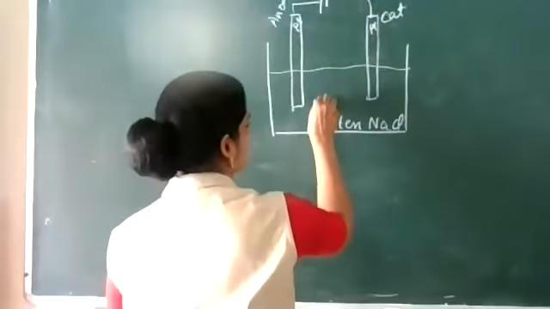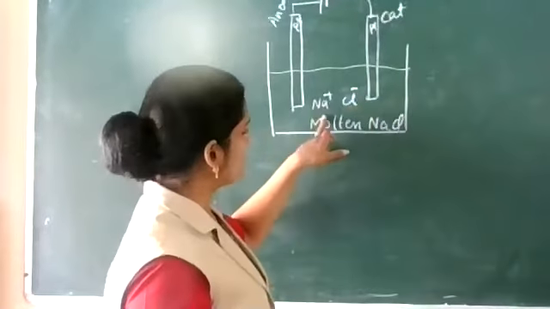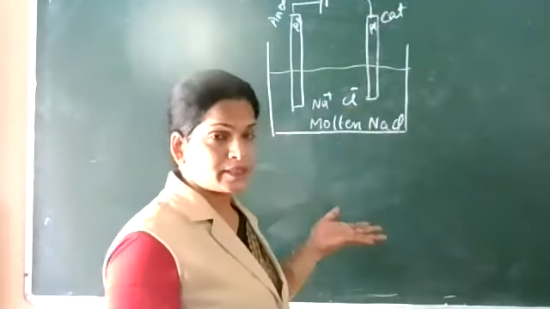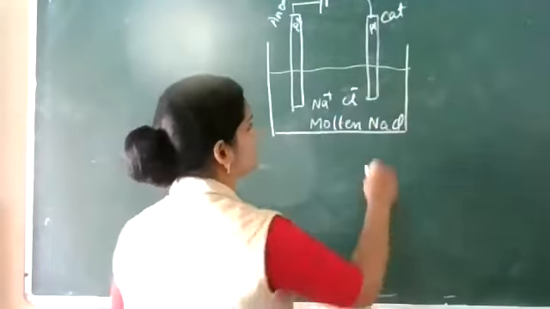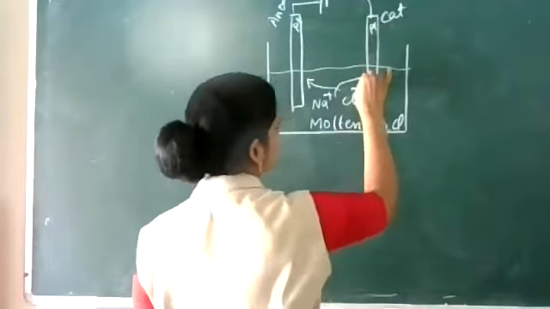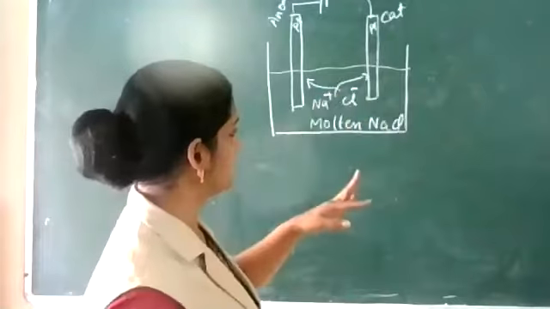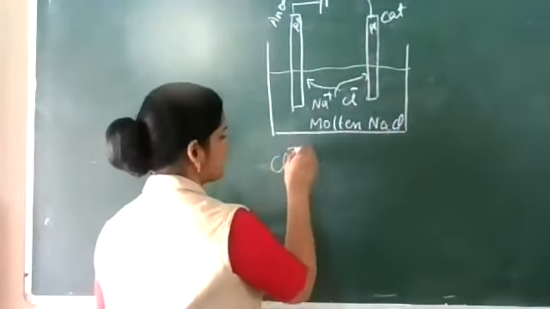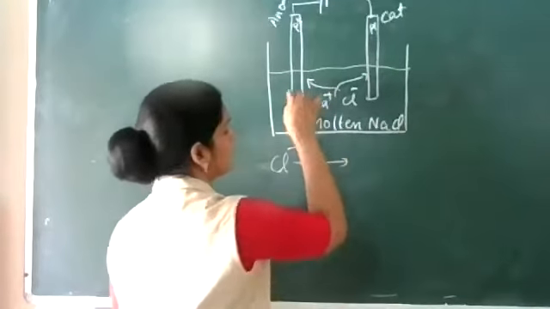Molten NaCl means this contains only Na plus and Cl minus. Na plus ions are molten so they can move. Mobility is there. So Na plus can move to the negative electrode and Cl minus will move to the positive electrode. Cl minus reaches this positive electrode, the anode.